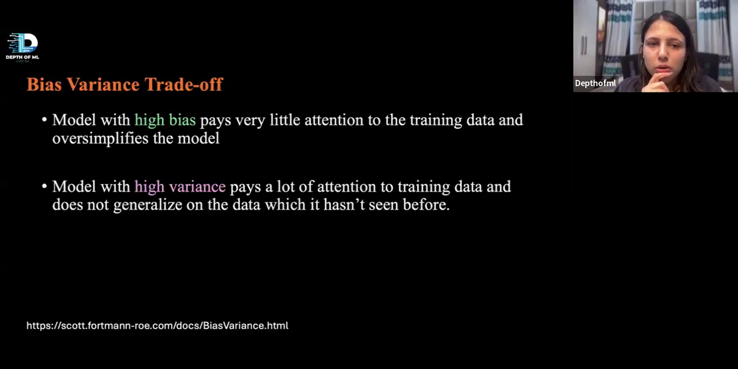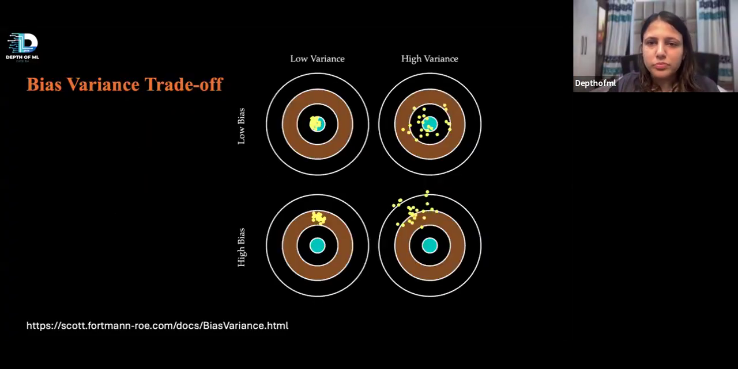So have you not seen this in the class? I was assuming that you've gone through this bias variance trade-off. If not, let me go over it a little bit. I don't know if you guys have seen this before, but this is how we see the bias variance trade-off.